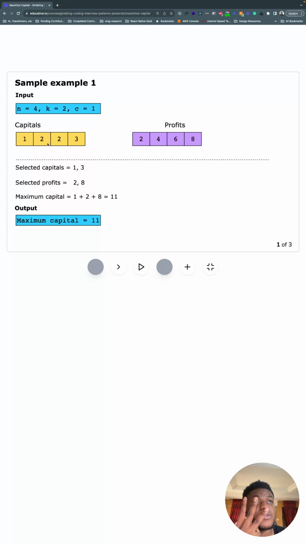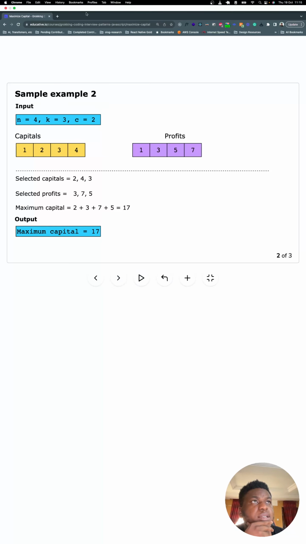And what you want to do is, okay, he has 3. This requires 3 and gives 8. That's a lot of profit. So to maximize his profit with the capital, he would probably do this next. And that's why you have selected capitals as 1 and 3, selected profits as 2 and 8. And the maximum capital, including his initial capital at the beginning, is 11. And then we return 11. That's what this problem is about. I hope I've managed to make it as clear as possible.